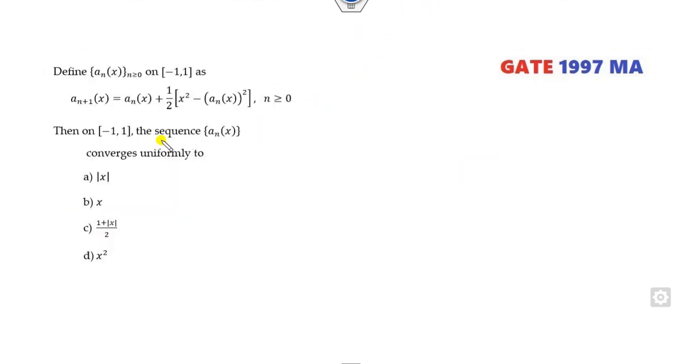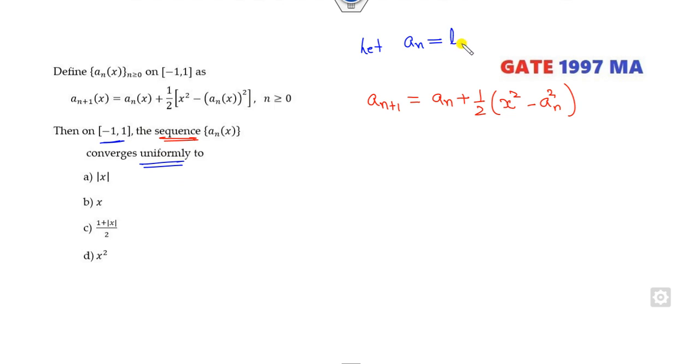Okay, look at another one. Again, they are talking about a sequence, not a series. Define the sequence a(n+1) = a(n) + half (x square minus a(n) square). Then on this closed interval the sequence will converge uniformly. So let a(n) converge uniformly to L.